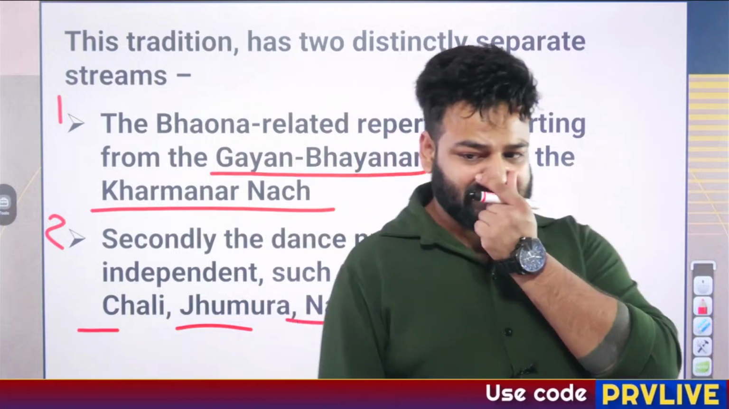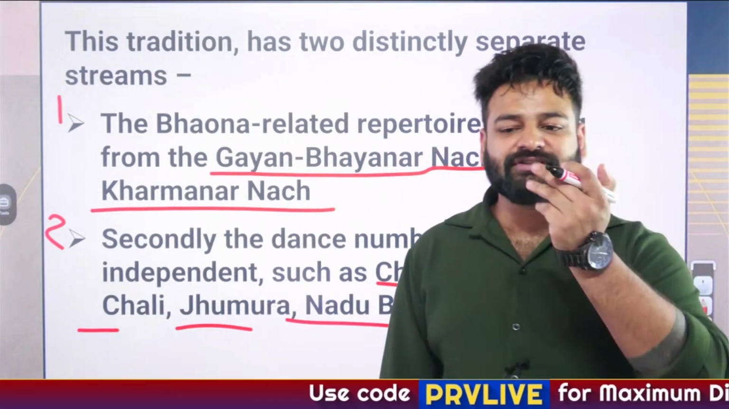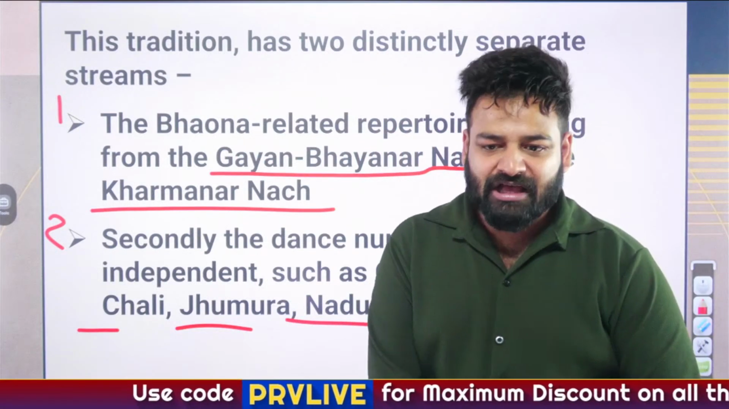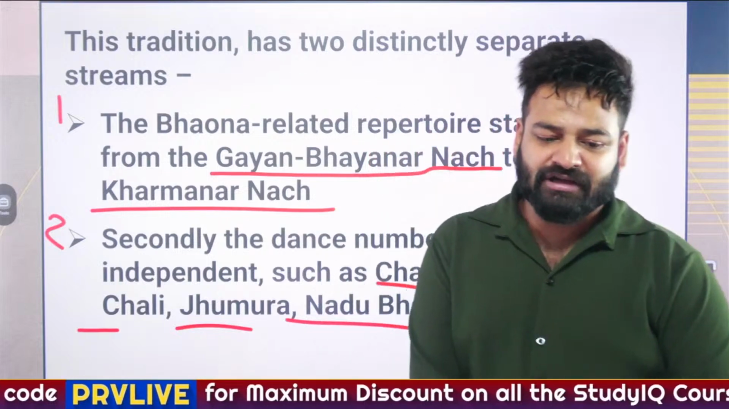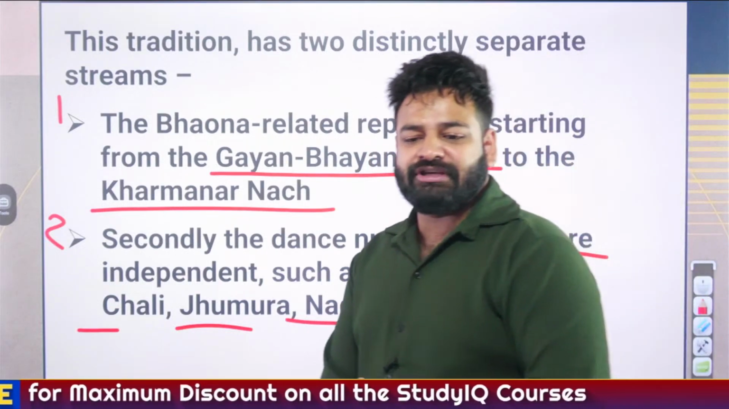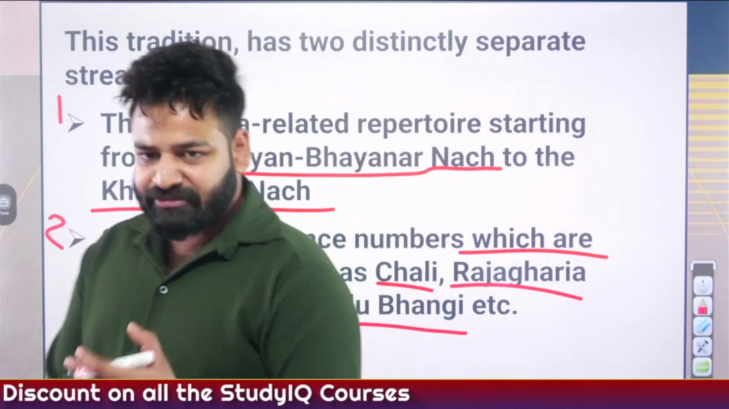Okay, so two distinct separate streams. First one is Bhavana, that is starting with Gayan Bhayanar and ending with Kharmanar. Okay, and then comes the independent dances from the Sattriya only.